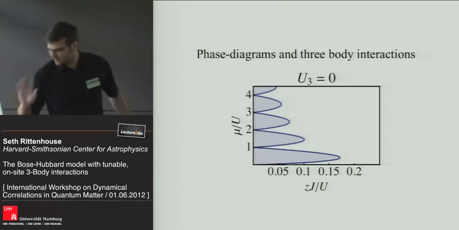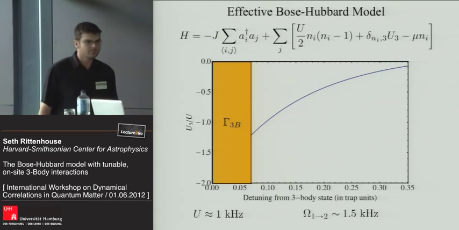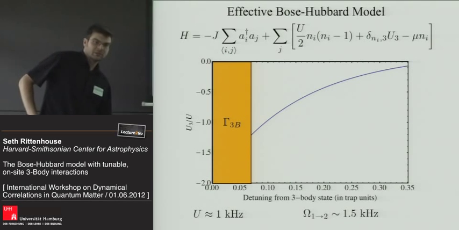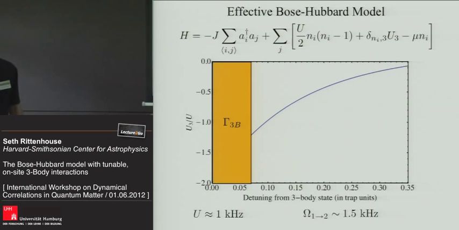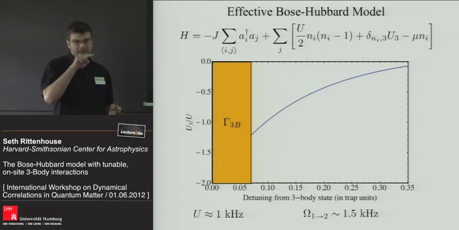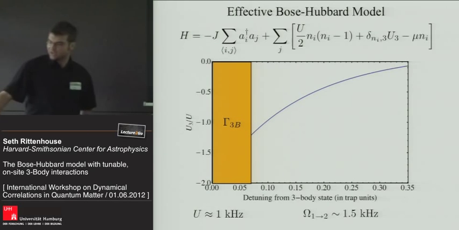If you go back, yeah. If I would have 4 particles on a side, would I not expect to have 4 times U3? You would, normally when you have a 3-body interaction, you'd expect this U3 times n times n minus 1 times n minus 2 over 6.